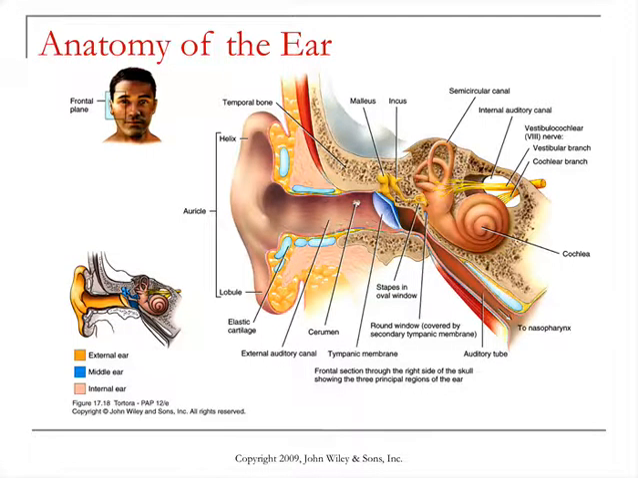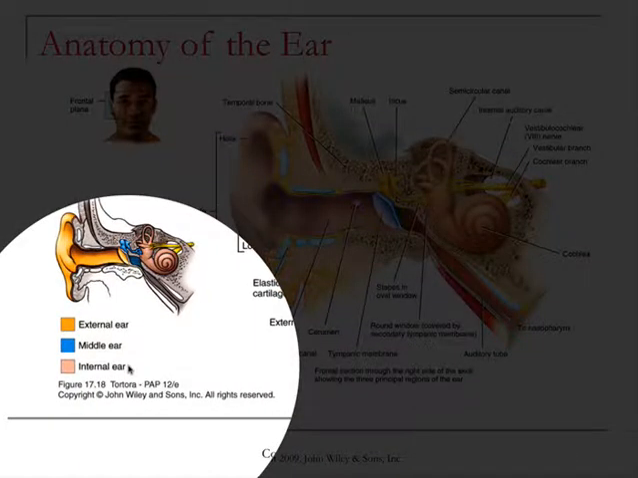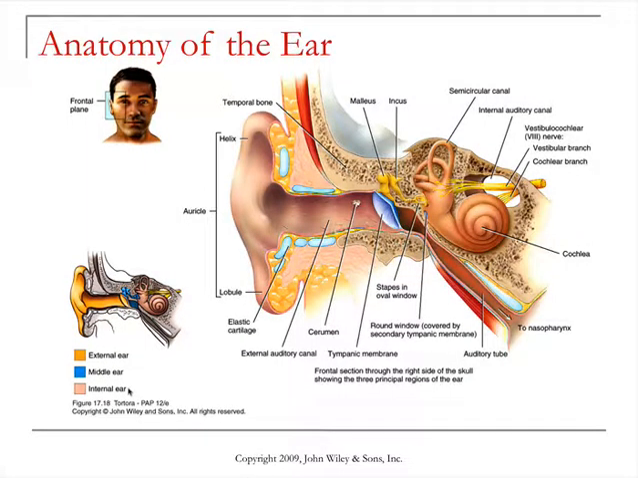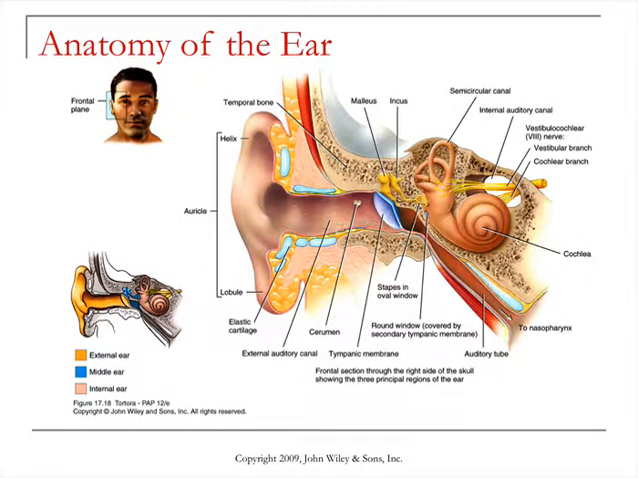Let's now take a look at the anatomy of the ear. As you can see from this diagram below, there are three areas of the ear: the external ear, shown in yellow, the middle ear, shown in blue, and the internal ear, shown in a pink color. We'll look at each of these regions in the next few slides.